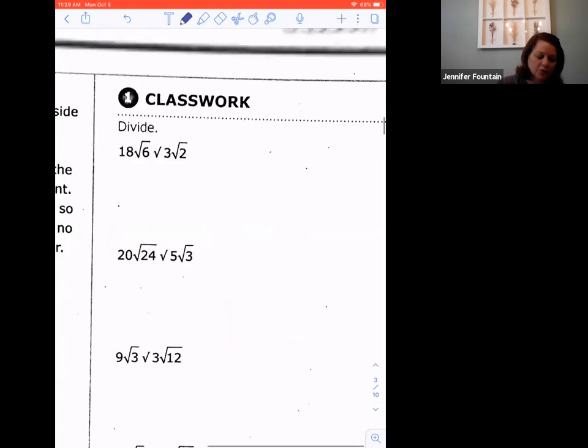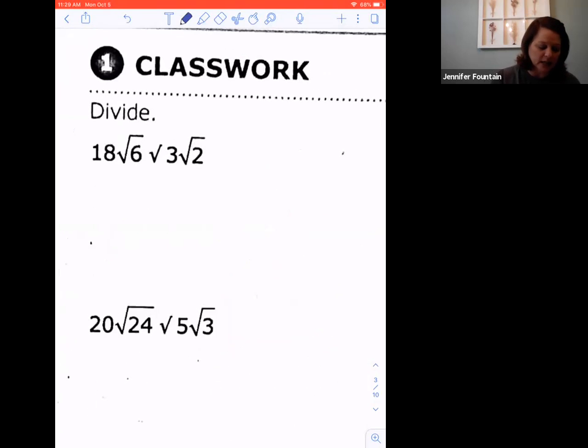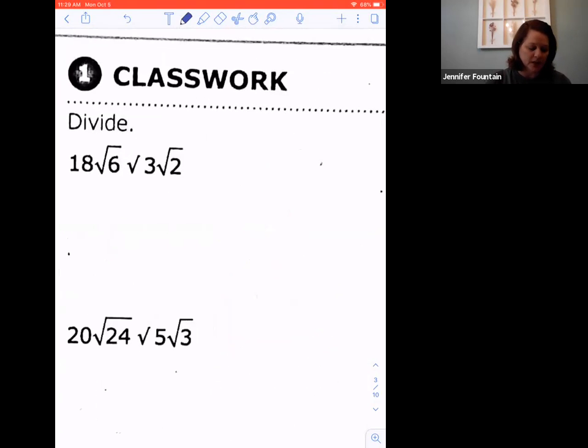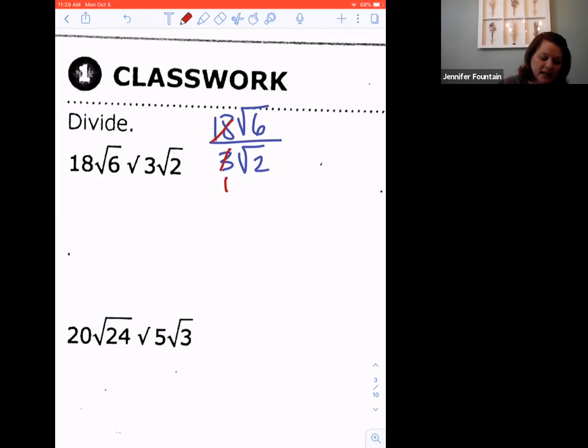I think we had started the first couple of these in classwork, but we'll go ahead and start them again just to give you a quick review. So 18 times the square root of 6 over 3 times the square root of 2. Okay, so the first thing I do is go ahead and look at my coefficients. 18 and 3 are both divisible by 3. 3 divided by 3 is 1. 18 divided by 3 is 6.